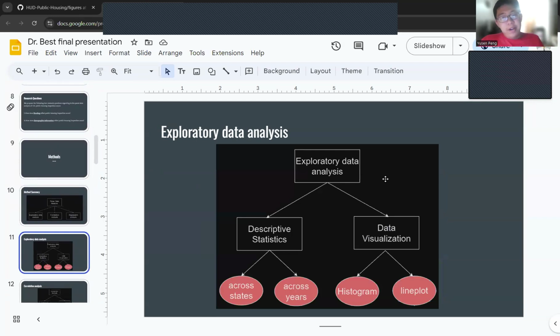The second part of exploratory data analysis is data visualization. And this part wasn't super complex. It was the most basic data visualization that we could do.